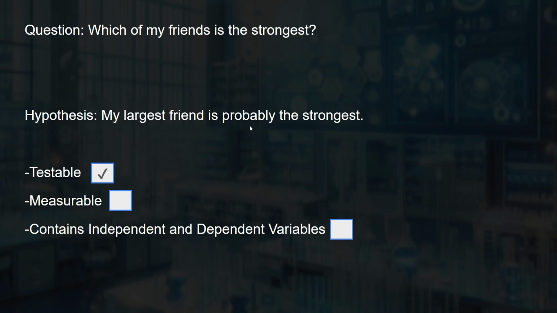Sure, yeah. If you've ever been to a gym, or even if you haven't, you've seen dumbbells or weights. They have numbers on the side in kilograms and pounds, and I can see who's lifting the most weight. So it's very measurable. Does it contain an independent and dependent variable? Go ahead and guess what you think the independent and dependent variable would be.